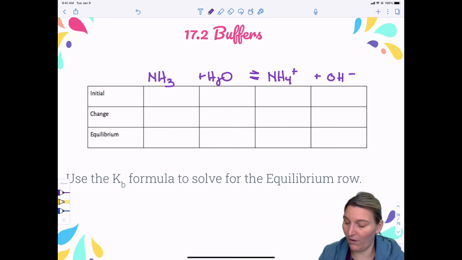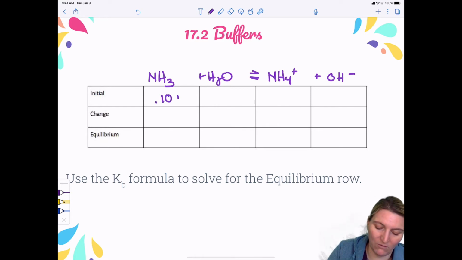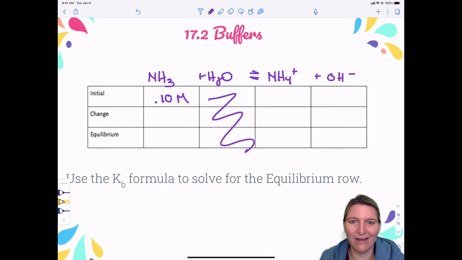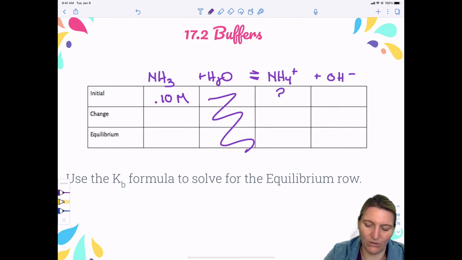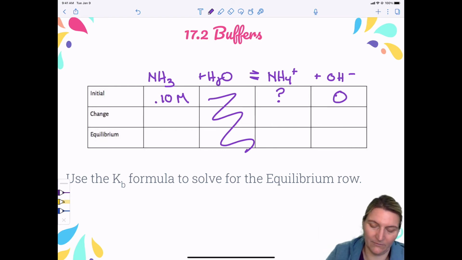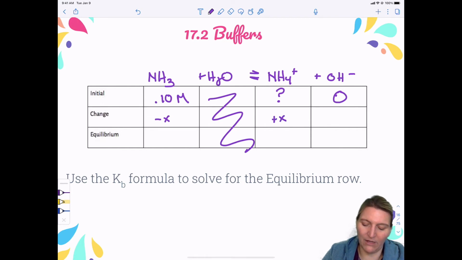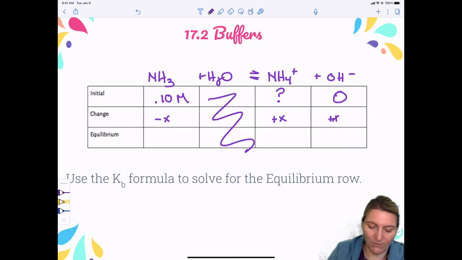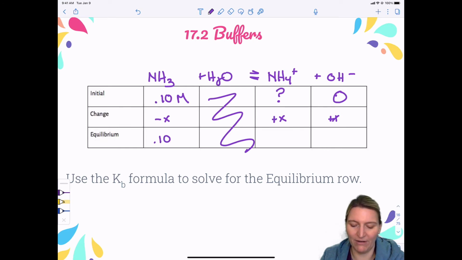What am I starting with? Well, I'm starting with the fact that we would have 0.10 molarity ammonia. I don't know how much ammonium chloride I would start out with. So this is sort of my, I don't know. The OH minus, I would start out with 0. And the ammonia would go down by some amount, and the ammonium might go up by some amount, and the OH minus might go up by some amount. And then what would be the equilibrium row? Well, again, it's weak, so this X is negligible unless you're comparing it to 0.